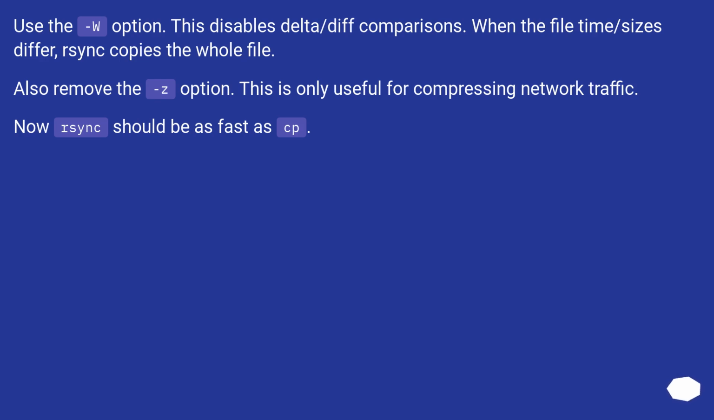Use the -W option. This disables delta/diff comparisons. When the file times/sizes differ, rsync copies the whole file. Also remove the -z option. This is only useful for compressing network traffic. Now rsync should be as fast as cp.